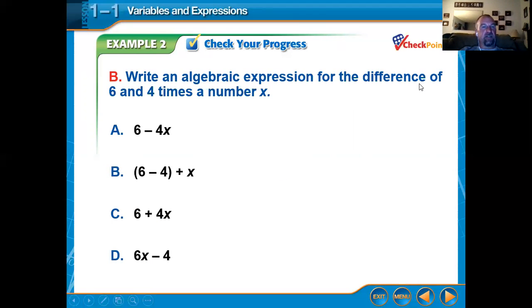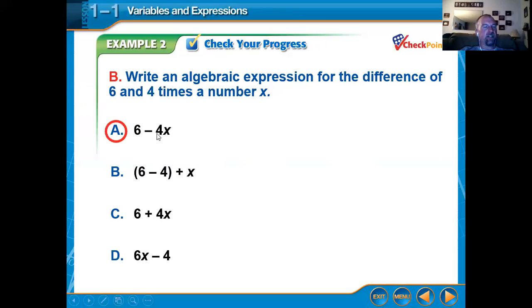The difference of 6 and 4 times the number x. So difference indicates subtraction. And what are we subtracting? We're subtracting 6 and 4 times x. This one is 6 times x. That's no good. This one is 4 times x, but that's an addition. This is not 4 times x. This is subtracted and then add x. So A is my only answer.